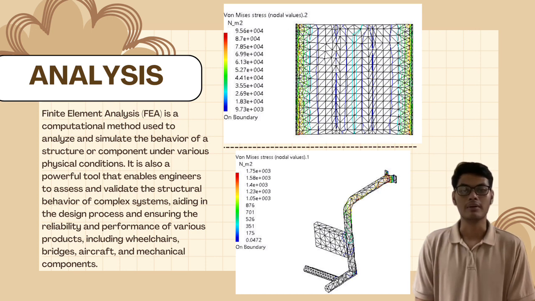From the figure above, the area bounded by the red color shows that the stress is at its most critical, but it is in a small area where the value is 9.56 × 10^4 Newton per meter squared, while the blue color shows the least amount of stress that occurs, which is 9.73 × 10^3 Newton per meter squared.